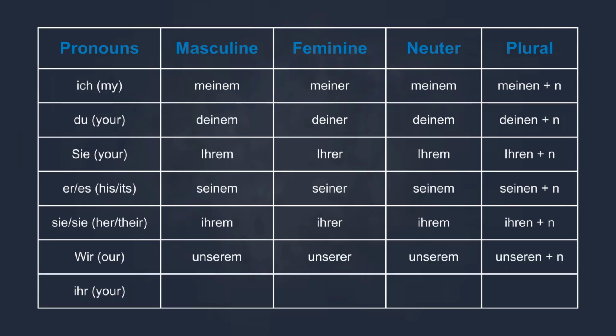Wir, we, becomes our. Unserem, unserer, unserem, unseren, plus n. Ihr, you, plural informal, becomes your. Eurem, eurer, eurem, euren, plus n. The pattern: masculine and neuter add em to the article, feminine adds er, and plural adds en to the article, plus add n to the noun itself.